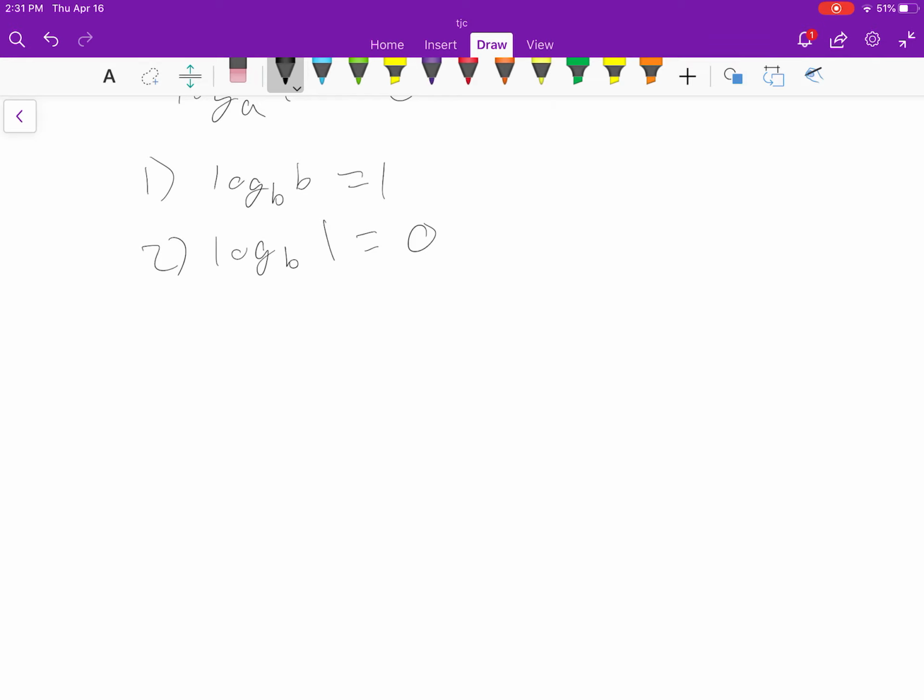Okay, now let's talk about another property. So these are two properties of logs. We also have the inverse. The whole point of talking about logs was to find an inverse of the exponential function. And so we have the inverse properties of logs.